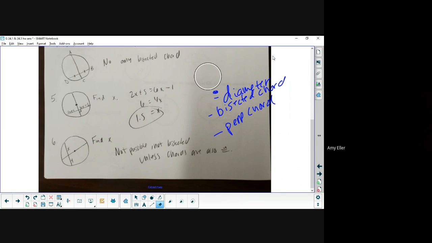Let's look at number 5. I'm guessing a handful of you just set them equal because you weren't sure what to do. Here's how you know they're equal. I have a diameter. I can see it goes through the center. I have perpendicular chords. I see 90 degrees. Therefore, because I have 2 things on the list, I definitely have a chord that's bisected, cut into 2. So those are equal.